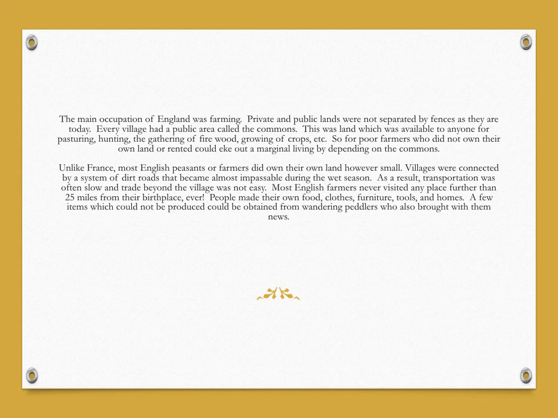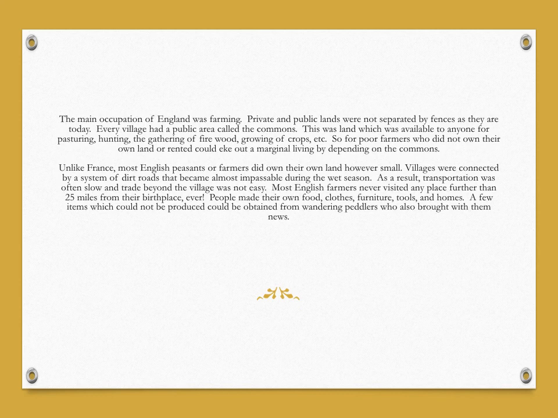This was land which was available to anyone for pasturing, hunting, gathering of firewood, growing crops, etc. So for poor farmers who did not own their own land or rented, they could eke out a marginal living by depending on the commons. That means they could just get by with the land that was common land. Unlike France, most English peasants or farmers did own their land, however small.